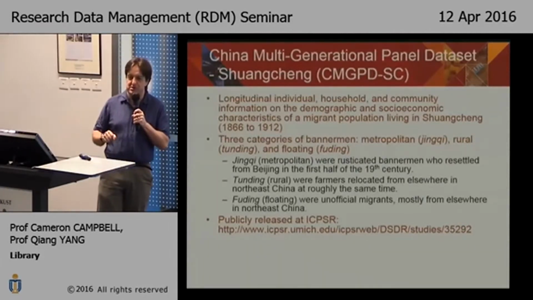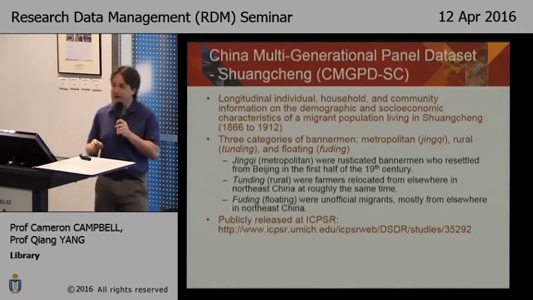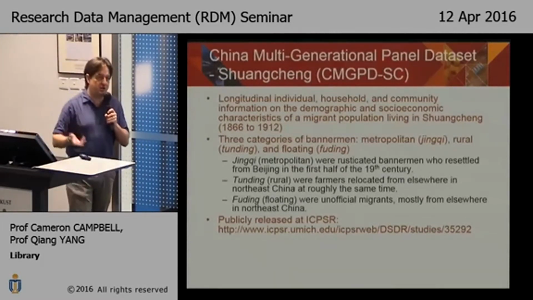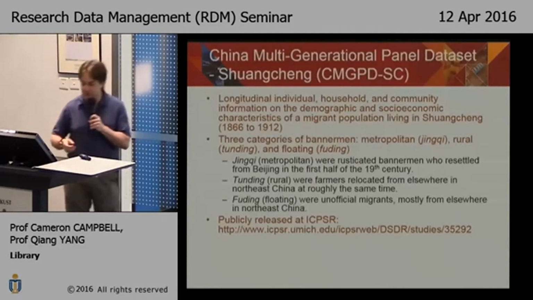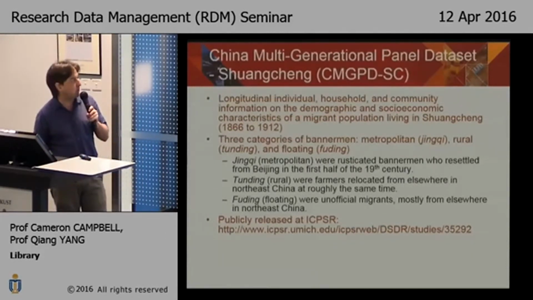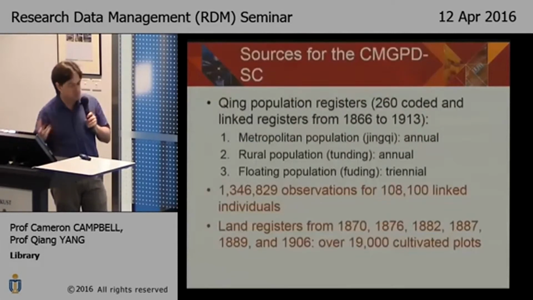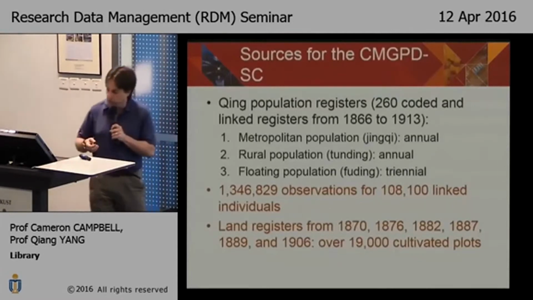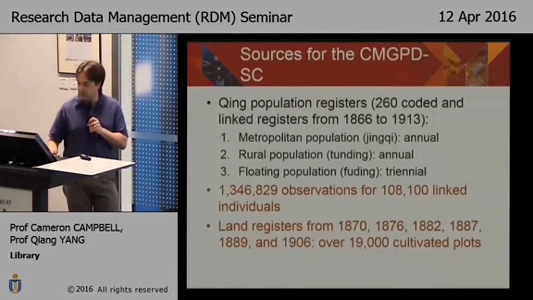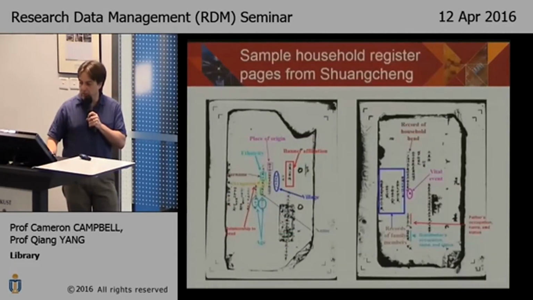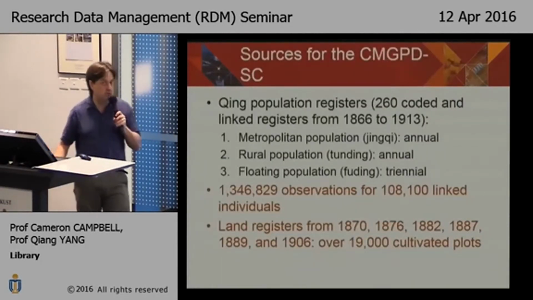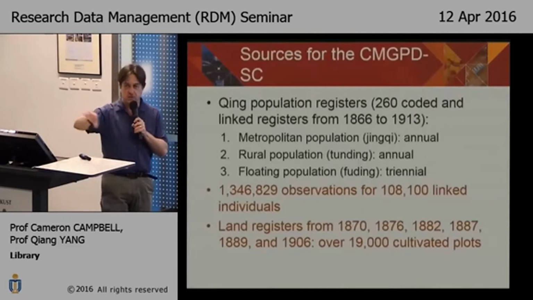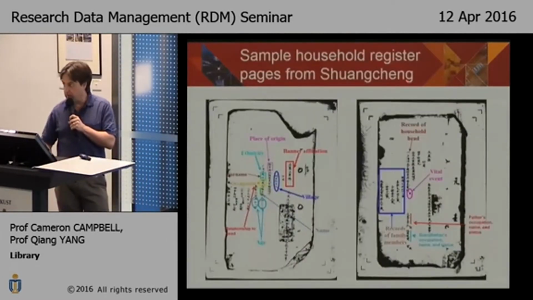This, of course, as you might guess, didn't really go over very well. But eventually the government did motivate them, and they used carrots rather than sticks. They did convince some people to move to Heilongjiang to become farmers, and then they set up a registration system to track them. These are annual records, 1.3 million observations for about 100,000 people. And what's remarkable about the Shuangcheng data is we also have land registers, because the state essentially allocated land to these people and wanted to keep track of their land.